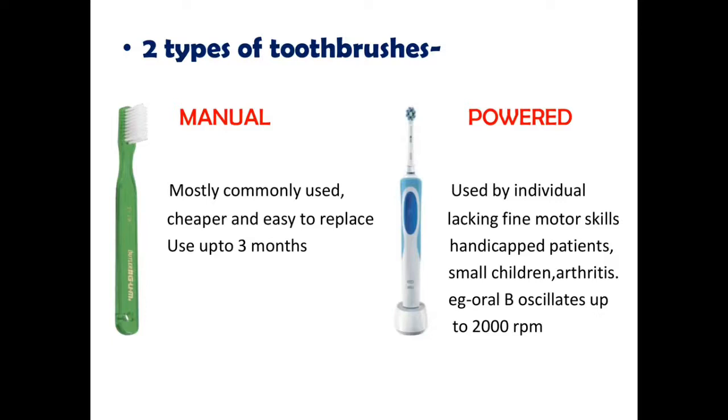Another one is the powered, which is mainly used by handicapped patients, small children, and patients having arthritis. These are becoming very popular in the developing as well as developed nations nowadays. For example, the Oral-B toothbrush, which oscillates up to 2000 rotations per minute.